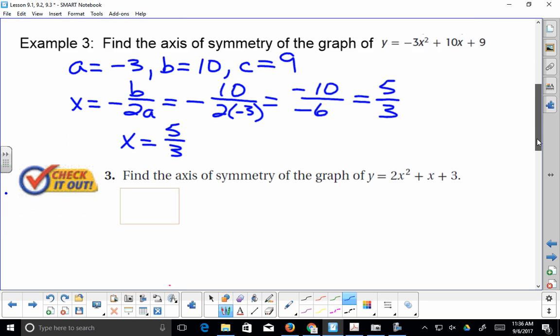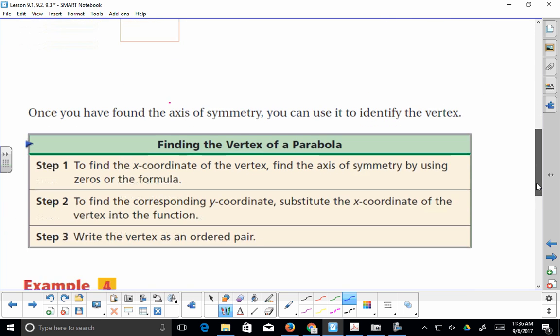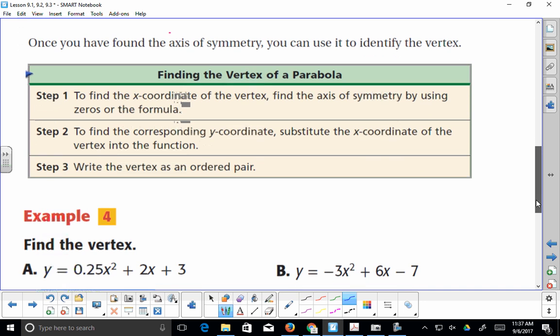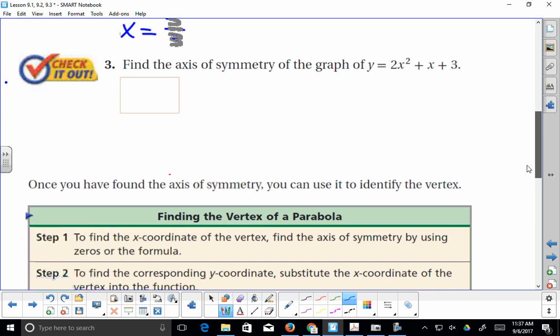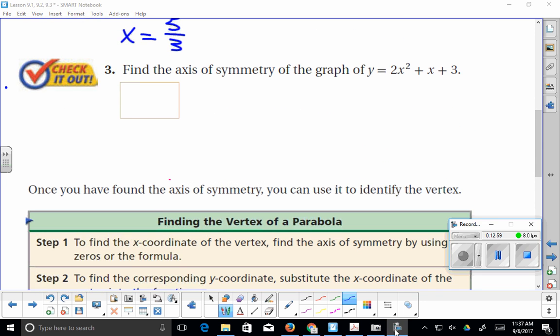Now, we use the axis of symmetry then to find the vertex. Were you doing the other one? All right, here, go ahead and do that one.